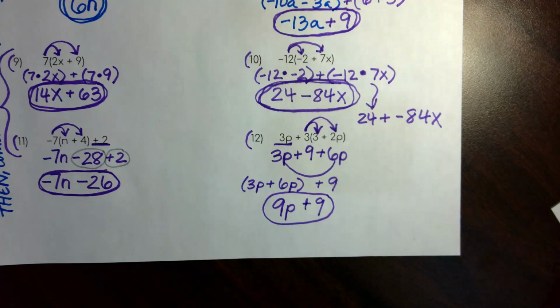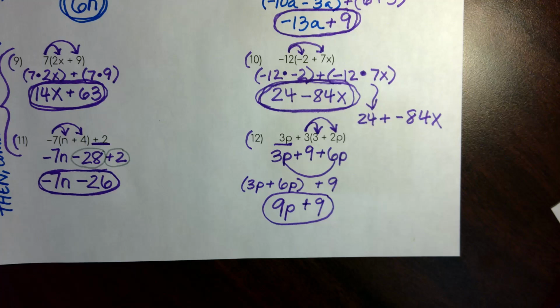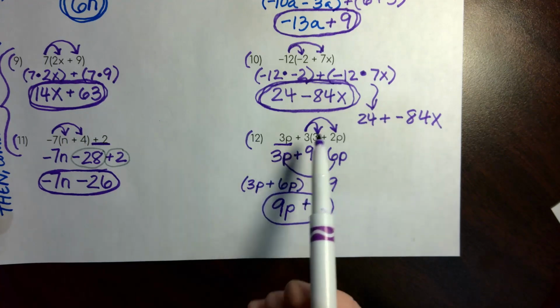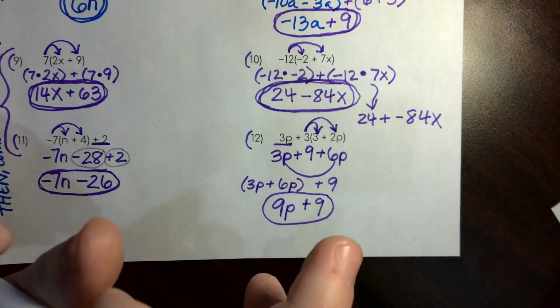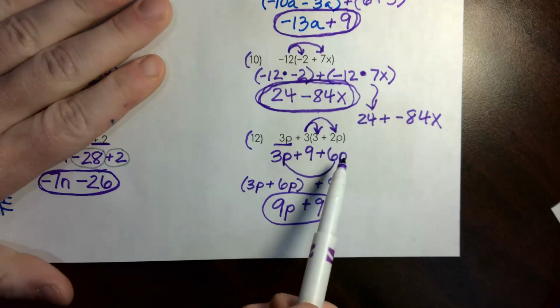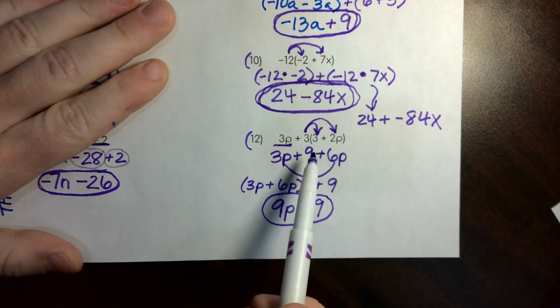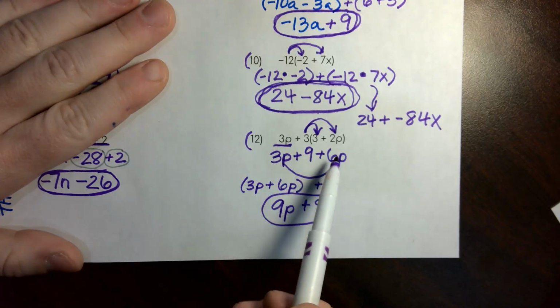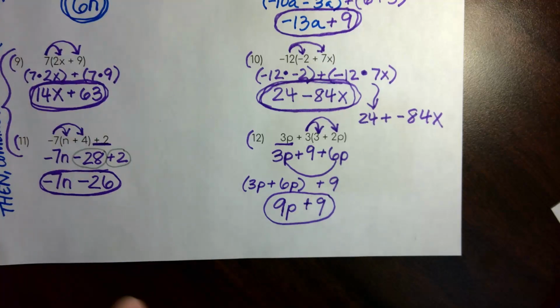Yes? I did that problem all wrong. I got 3p plus 15p. Where did you get 15 from? Did you do 9 plus 6 to get 15? I don't know what I did. Can I see your paper? Yeah. All right, let's see. I think I did it all on the line. Oh, okay, I see what you did.